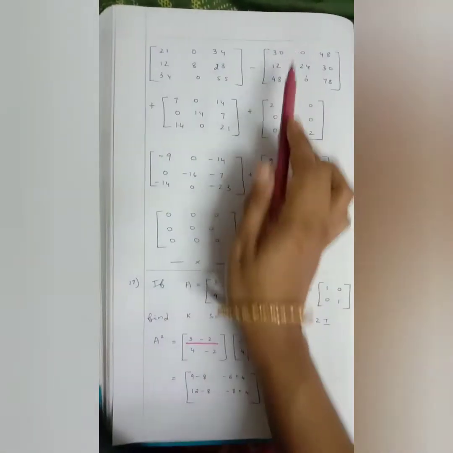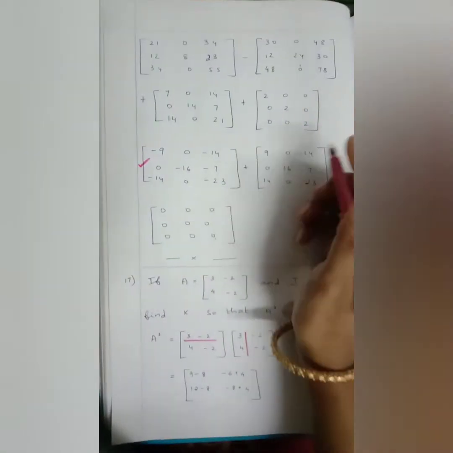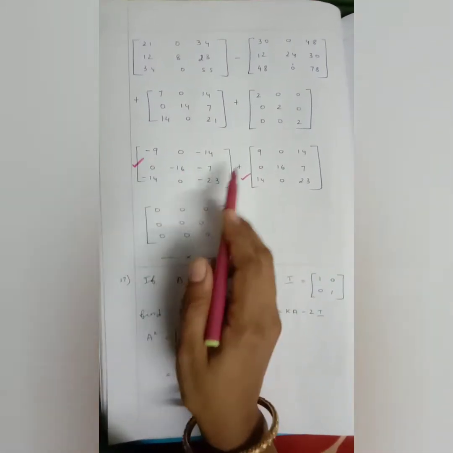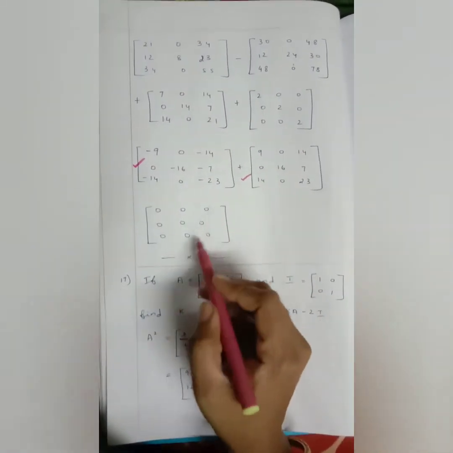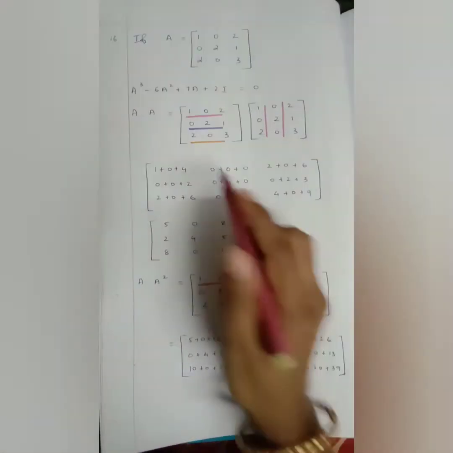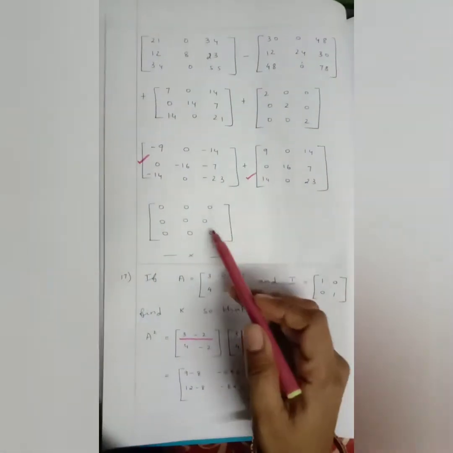So on subtraction I am getting this, on adding these two I am getting this. Minus 9 plus 9, 0. So you will get 0, 0. So this is what we want to prove here. See, this is equal to 0. So we got the answer as 0.